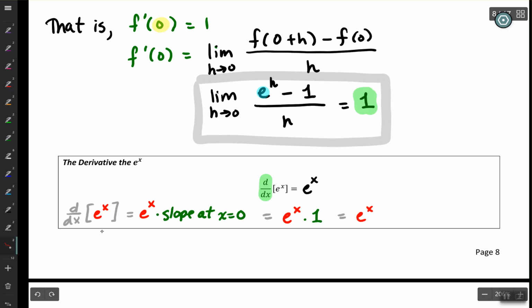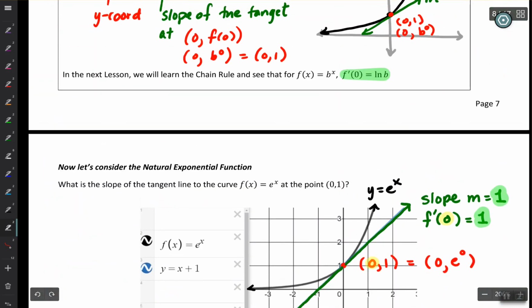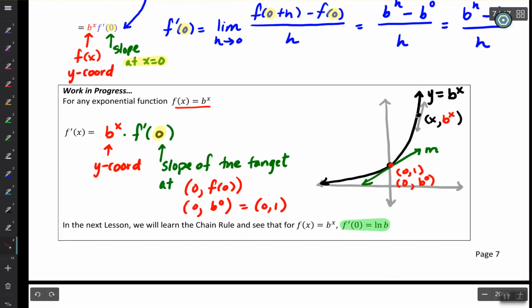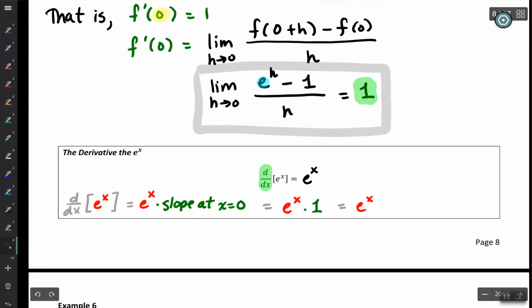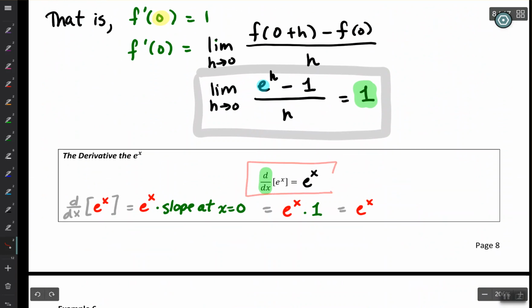Okay. And the reason why I'm just doing red here is just from that work in progress, right? We learned that the derivative of an exponential function was the exponential function itself times the slope at the point 0, 1. And since the slope at the point 0, 1 for e to the x is 1, we get that e is its own derivative. Sweet! Delightfully fun.